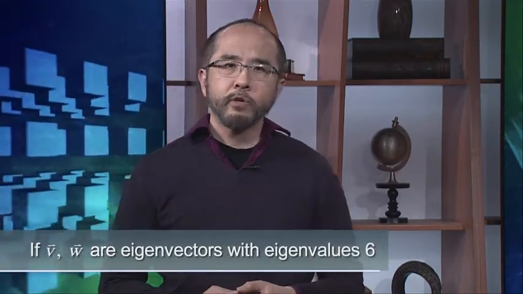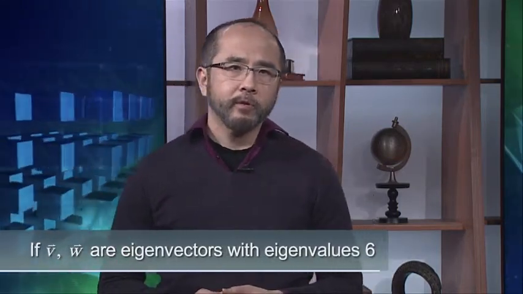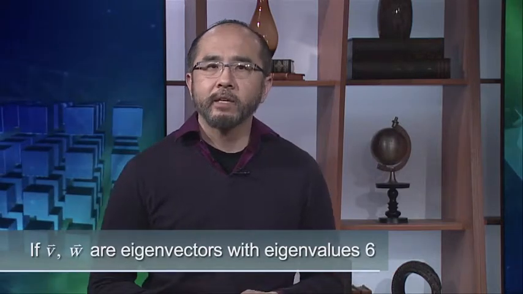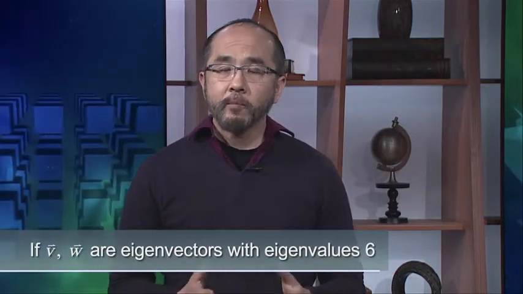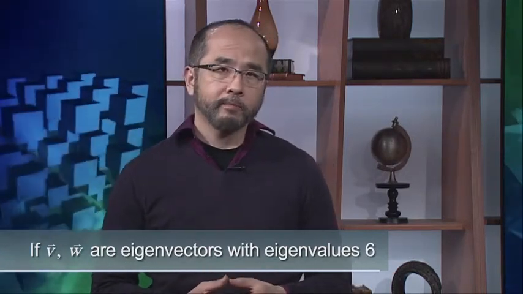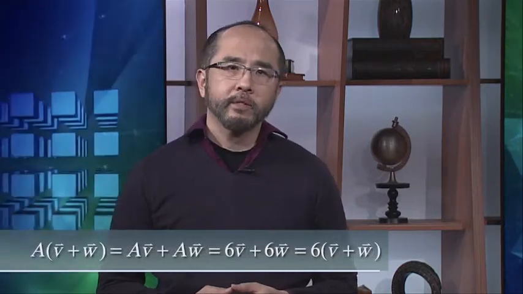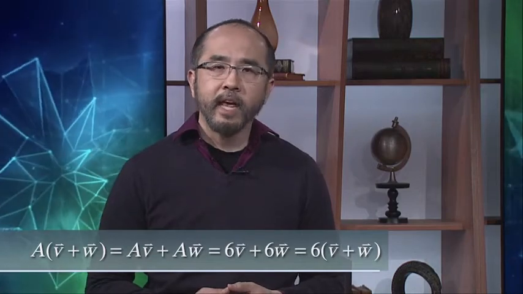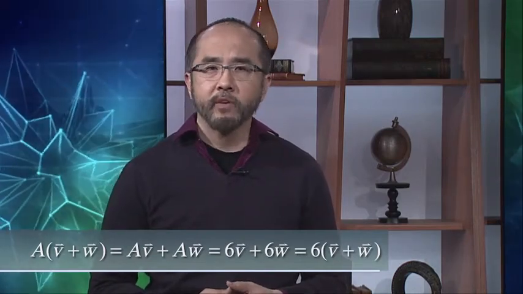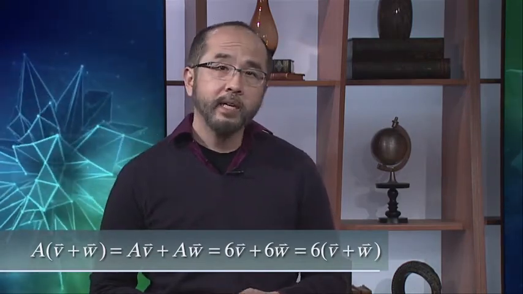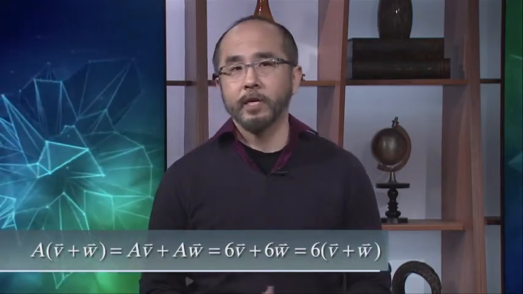We can check that the eigenspace satisfies the properties of subspaces. For instance, if two eigenvectors, v and w, with eigenvalue 6, are added together, their sum also has the eigenvalue property. You can see this by checking A times (v plus w) is Av plus Aw, which is 6v plus 6w, which is indeed 6 times (v plus w).